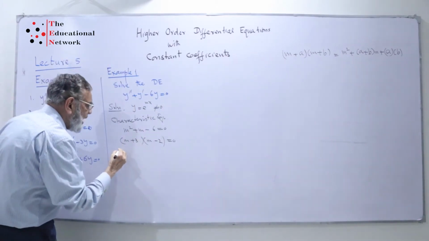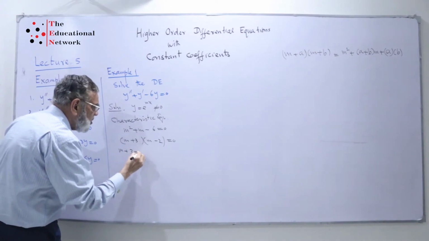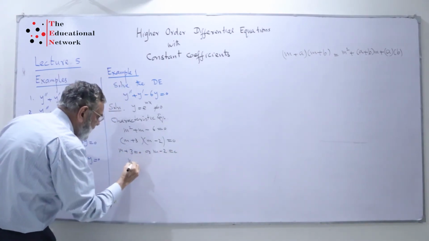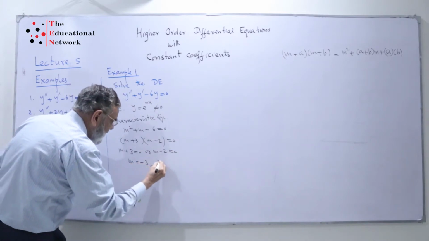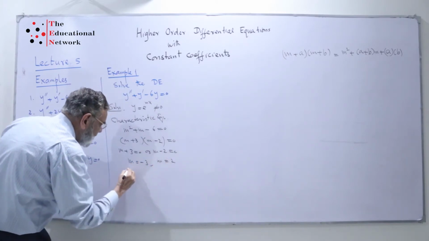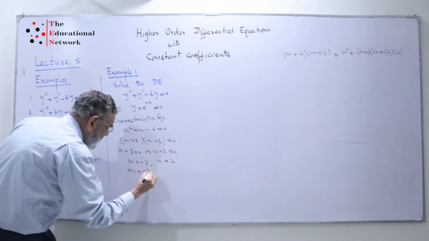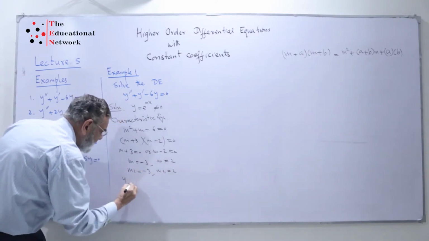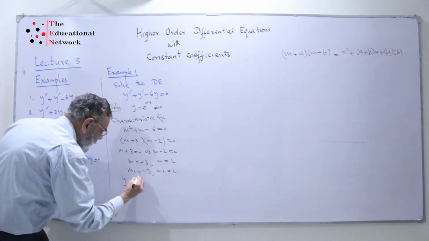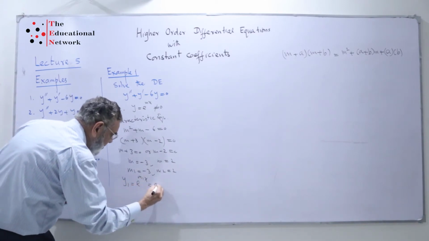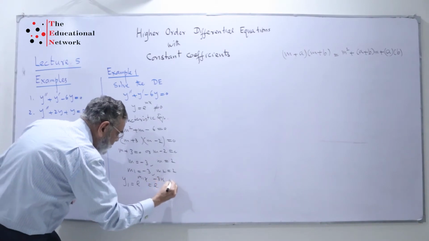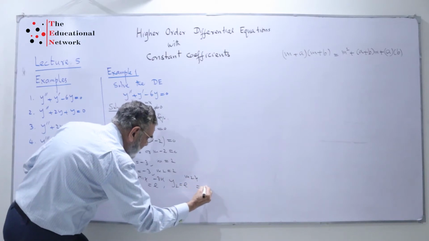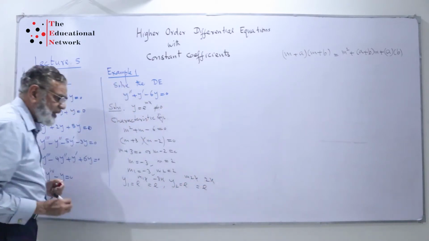So we get roots m plus 3 is equal to 0 or m minus 2 equal to 0. I get the value of m equal to minus 3, and m equal to 2. We have real roots. This is my m1 is equal to minus 3 and m2 is equal to 2. I get two solutions. y1 is equal to e to power m1x, and m1 is minus 3, so e to power minus 3x. And my y2 is equal to e to power m2x, and m2 is 2, so we get e to power 2x.